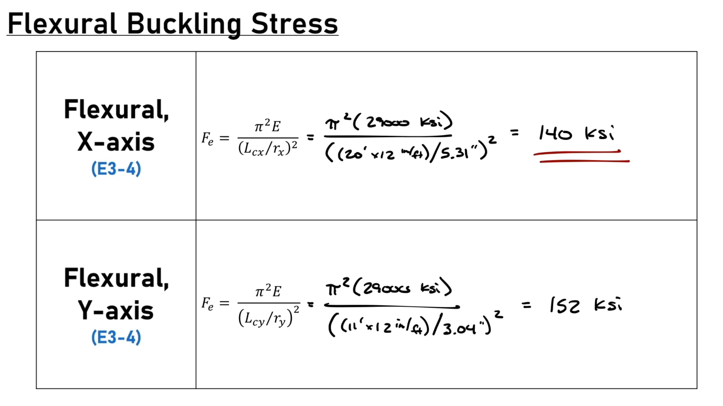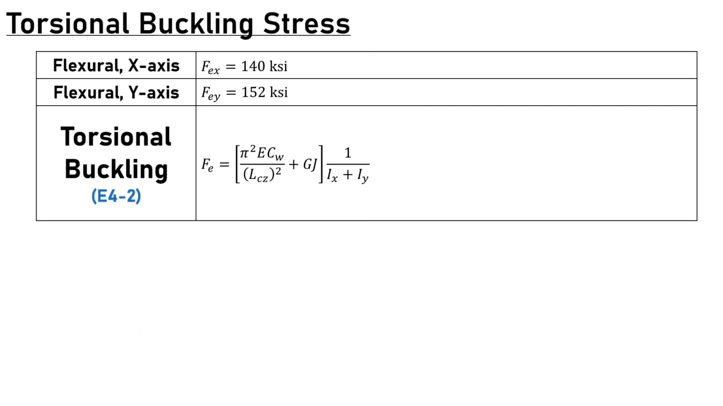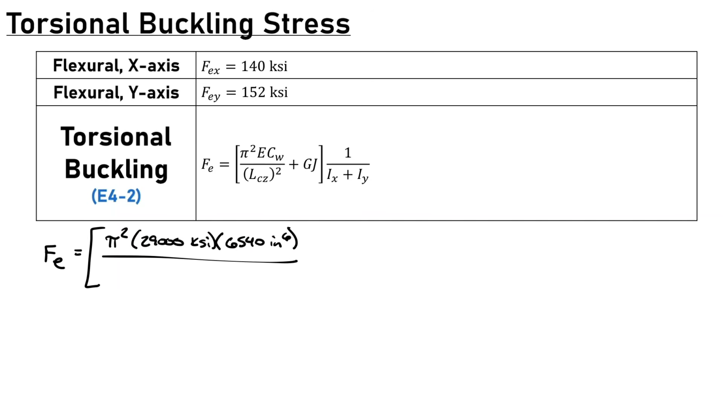However, we still have one more limit state to look at, and that is going to be torsional buckling. The torsional buckling equation is going to be the evaluation of two terms, and we'll start off with the warping term here. So that's pi squared times 29,000 ksi multiplied by the warping coefficient Cw, which for our section is 6540 inches to the sixth. We're going to divide this by the unbraced length for torsion squared. So in this case, because our brace is ineffective for restraining torsion, we're going to use the full 20-foot length, and we'll multiply this by 12 inches per foot to ensure that our units are consistent.